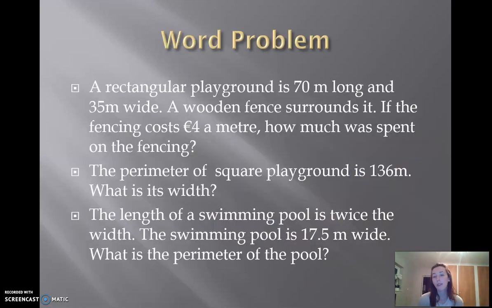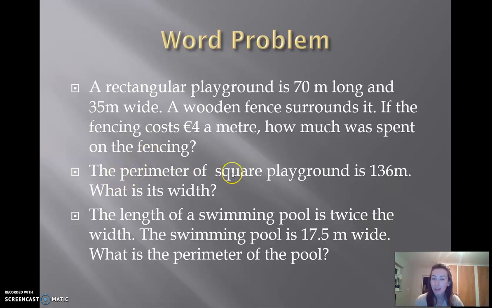Now we have a couple of word problems. Give them a go, lads. They should be all right. The first one: a rectangular playground is 70 meters long and 35 meters wide. A wooden fence surrounds it. If the fencing costs €4 a metre, how much was spent on the fencing? You have to decide, when you're talking about a wooden fence going around something, is it perimeter or is it area? Really think about it.